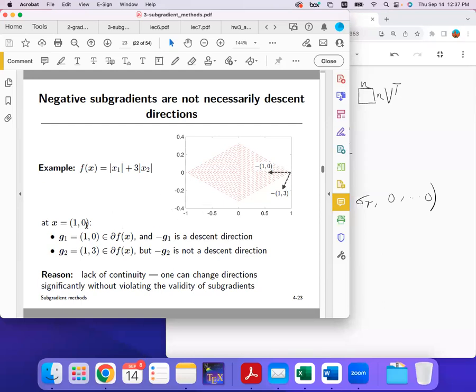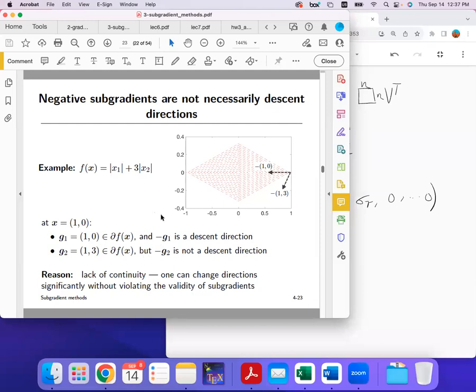So this is the negative of G1, okay? And this is negative of G2, right? So imagine if we do gradient descent following these two subgradients. Then you can see that if we follow the first choice, then we are good. We are going towards the minimum point, right? So the value is decreasing. So this is a good direction. But if we follow this subgradient direction, then we are going outside. So the function value will actually increase.